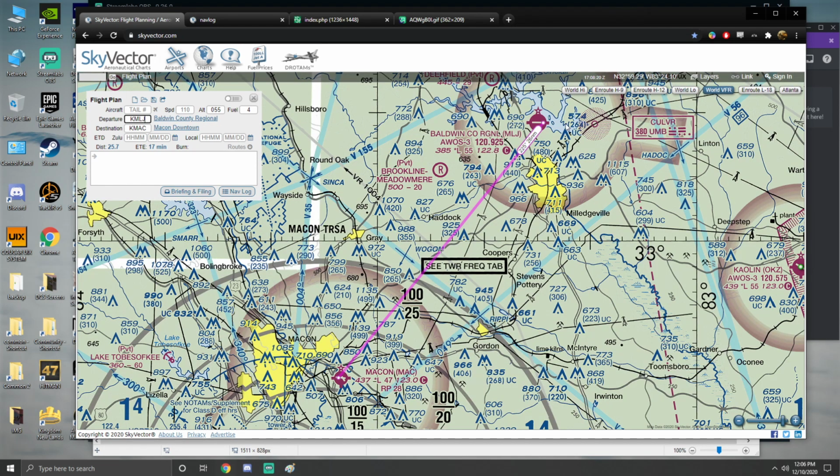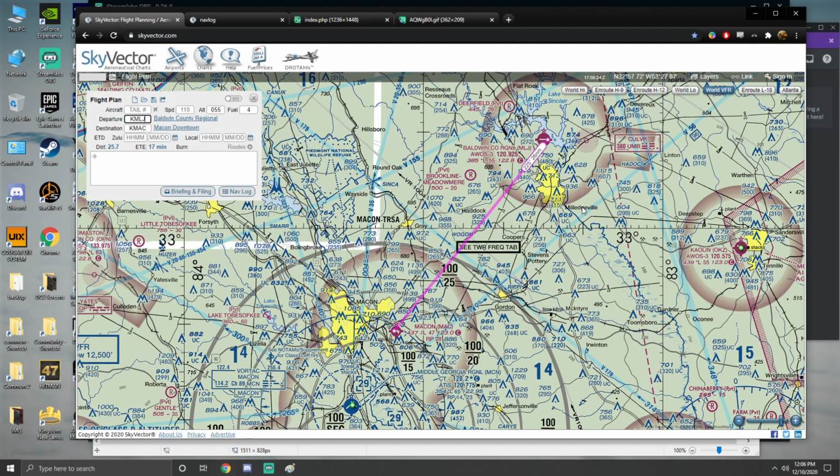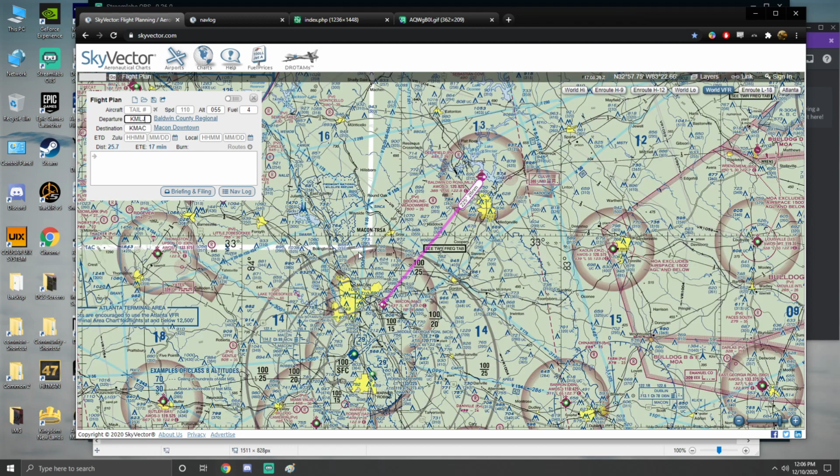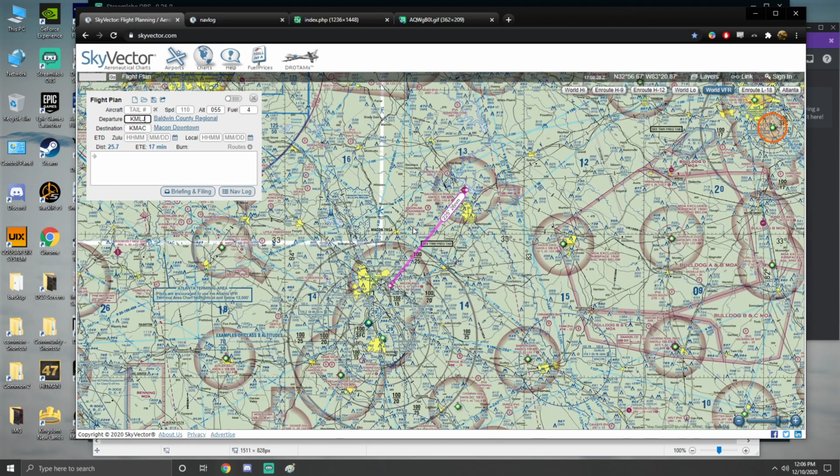Yeah. What is this runway? 2827. The approach over the lake's really cool. That's where I did my first cross countries there. And when I finally start teaching, that's going to be where I take my students.